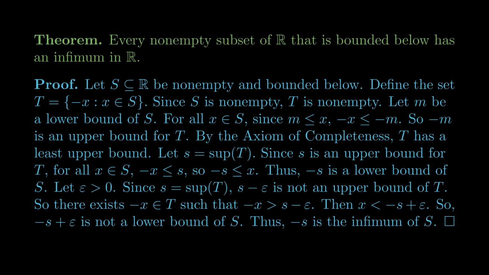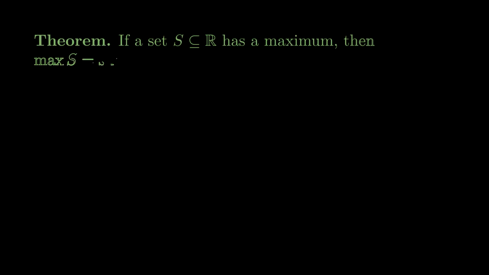To show that the idea of a supremum and an infimum is a generalization of a maximum and a minimum, we might prove that if we have a maximum of a set, then that is equal to the supremum. If we have a subset of the real numbers that has a maximum, then the max of that set S is equal to the supremum of that set S. And if it has a minimum, then we would say that the minimum of that set S is equal to the infimum of that set S.